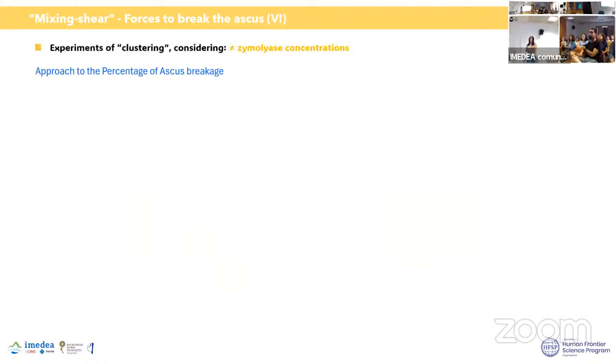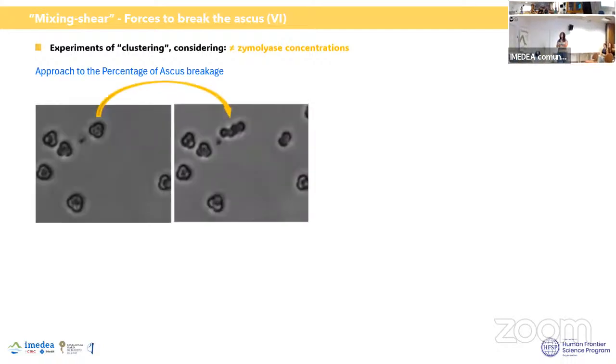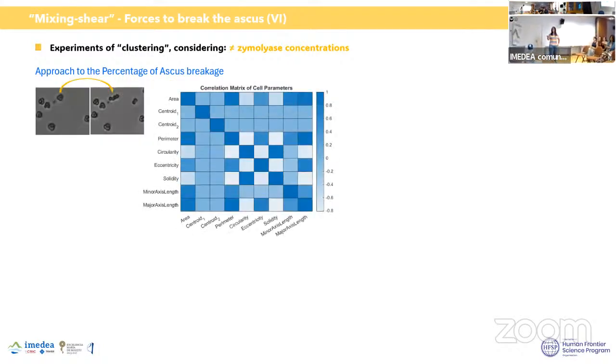So to finish with this part, I want to talk about the ascus breakage. In this image, for example, in this experiment, we can see that the ascus is completely broken. This occurs in different experiments and not for all the cells. That's why we are working to determine the specific conditions when it occurs. But as you can see, it can be an interesting thing to calculate, and then of course to calculate the forces that are needed.